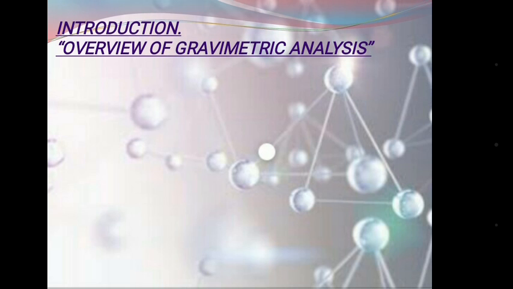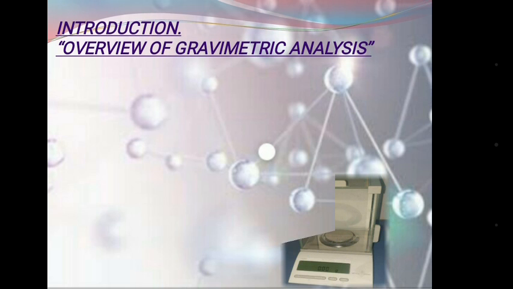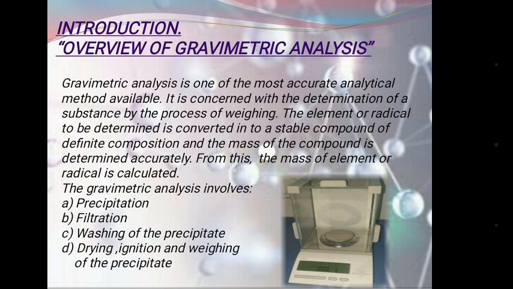Now moving towards the introduction. Overview of gravimetric analysis. Gravimetric analysis is one of the most accurate analytical methods available. It is concerned with the determination of a substance by the process of weighing. The element or radical to be determined is converted into a stable compound of definite composition and the mass of the compound is determined accurately. From this, the mass of the element or radical is calculated. Gravimetric analysis involves precipitation, filtration, washing of the precipitate, drying, ignition and weighing of the precipitate.